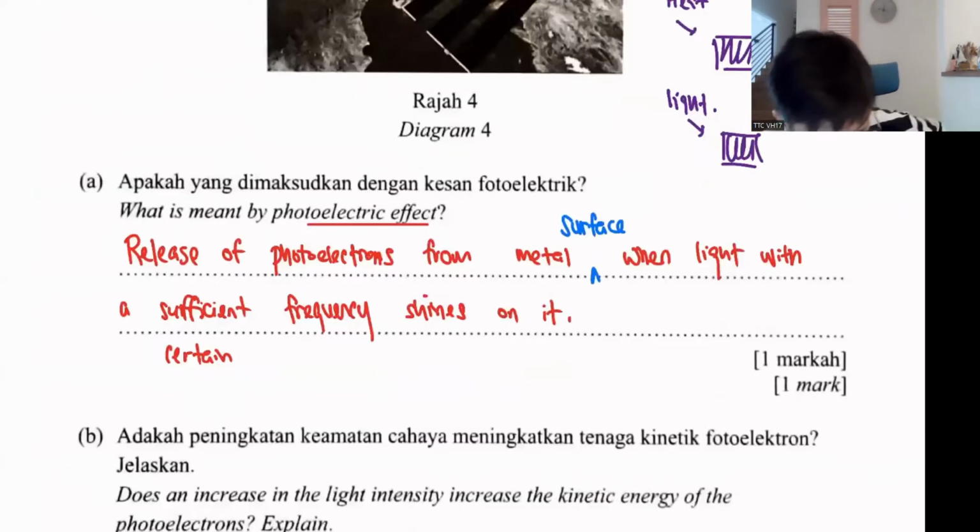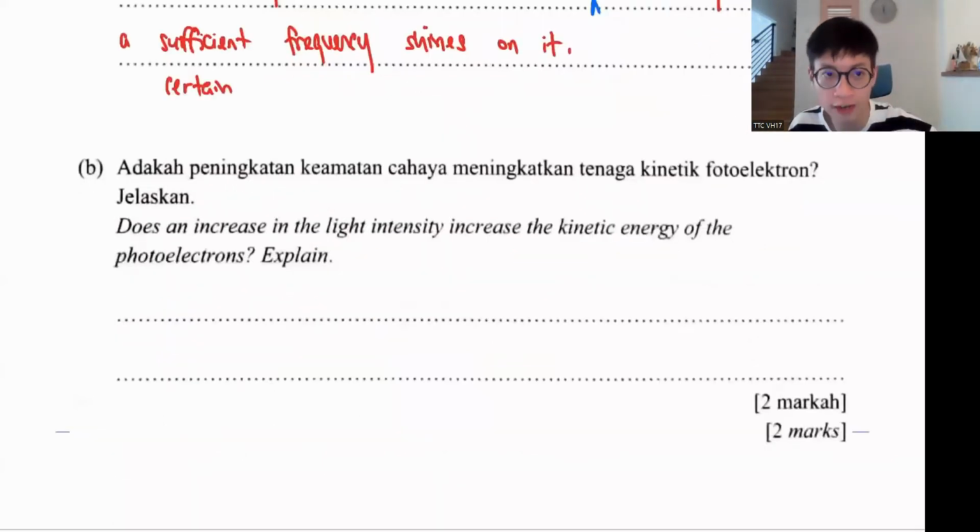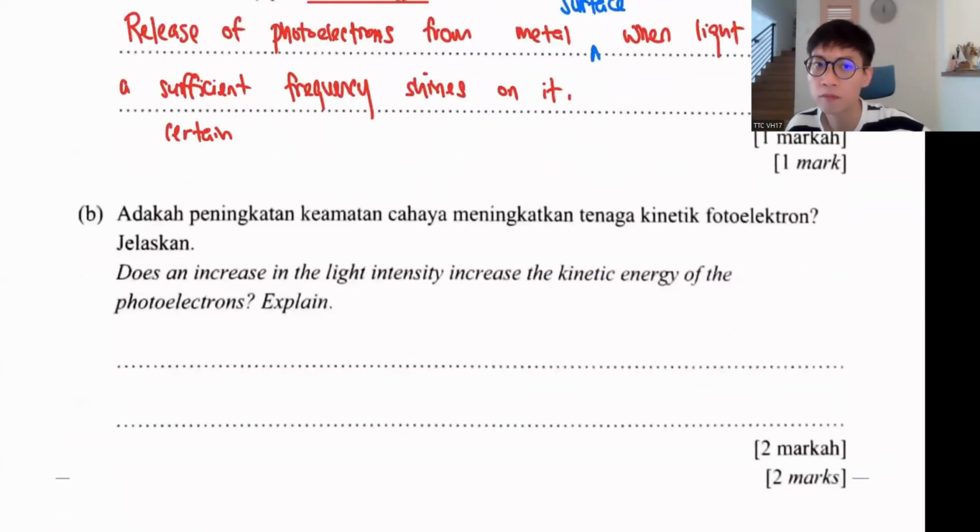Now, did Jung Hao fail you or not? Did I fail all my students? It is by looking at part B, guys. If your part B answer is correct, then I think I did a good job. If you get this part B wrong, then okay, GG. So does the increase in light intensity increase the kinetic energy of the photoelectron? Yes or no? Explain your answer.